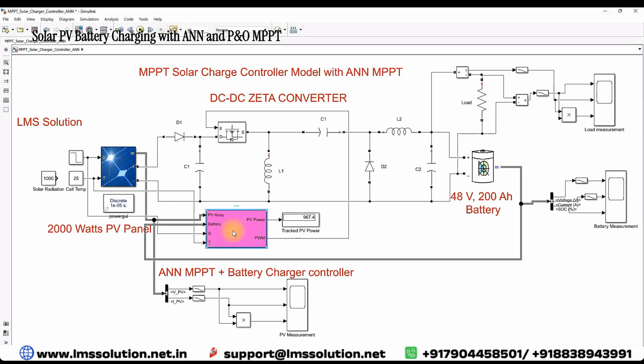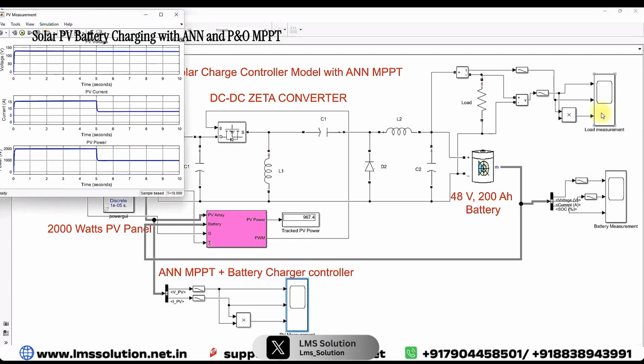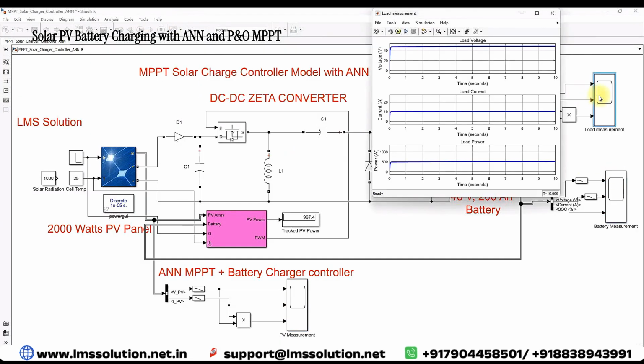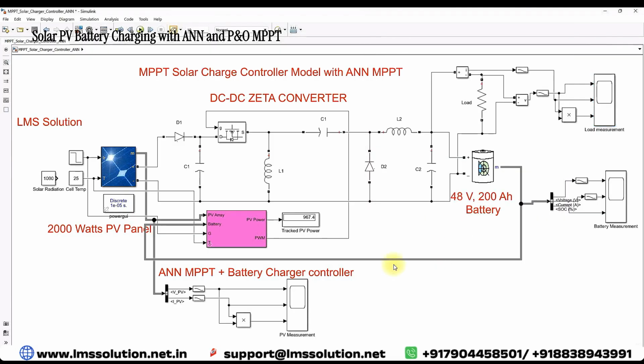This model will receive different inputs like irradiation, temperature, and battery measurements like SOC and battery voltage, and we are sending the PV voltage and current. Here we are measuring the PV voltage, current and power. Here we are measuring the battery voltage, current and the SOC of the battery, and here we are measuring the load voltage, load current, and load power. The PV is connected to the battery via that converter. The converter is controlled by means of ANN MPPT control along with the battery charging logic. This is about the MPPT Solar Charger Controller with the ANN MPPT.